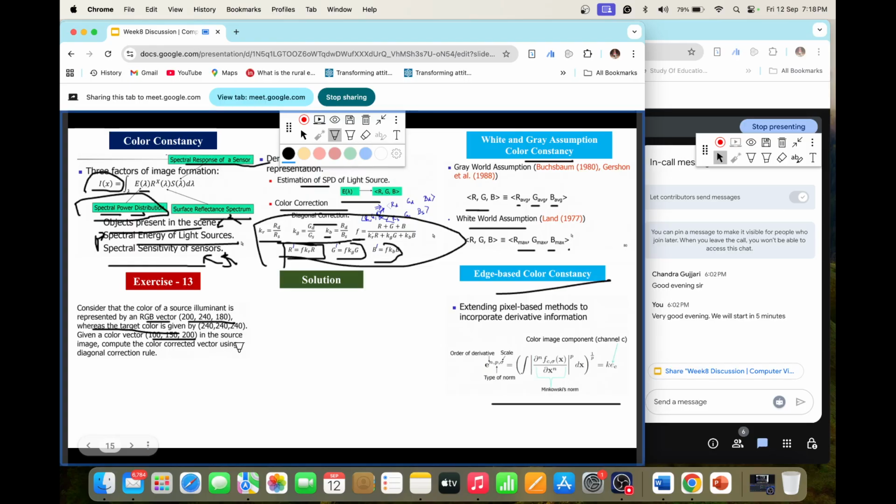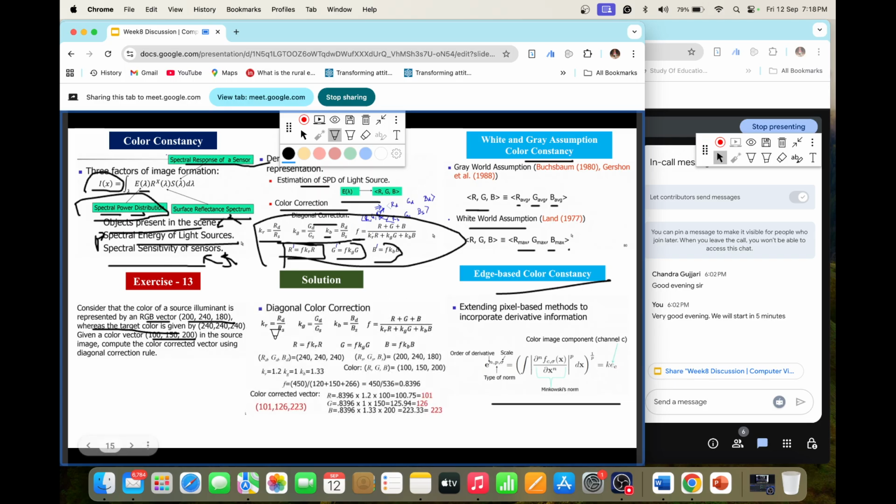It's very easy. First we calculate the KR, KG, and KB. So how do we calculate the KR, KG, KB? KR, KG, KB can be given by RD by RS, GD by GS, BD by BS. So 240 by 200 for KR. Similarly, GD by GS is 240 by 240, and then 240 by 280 is KB. By this we can calculate the KR, KG, and KB.